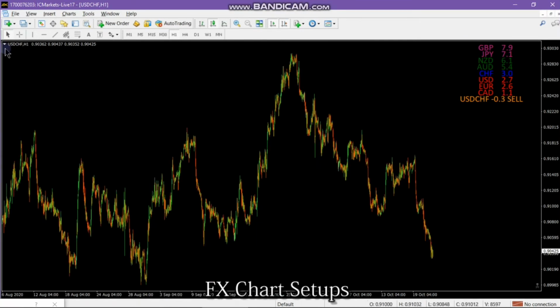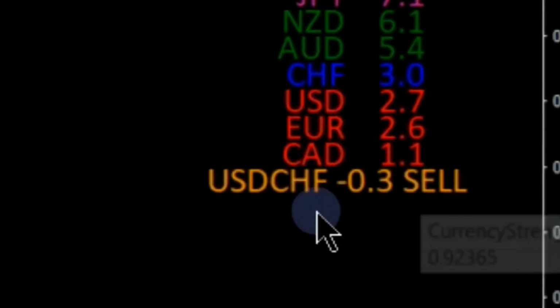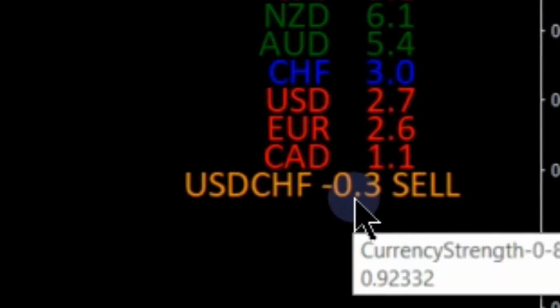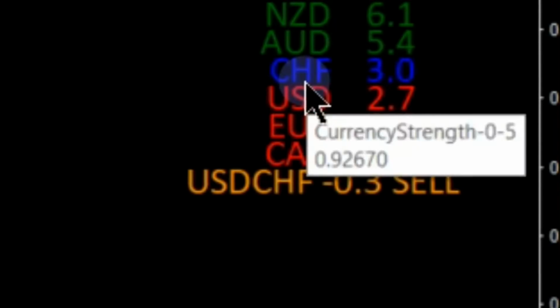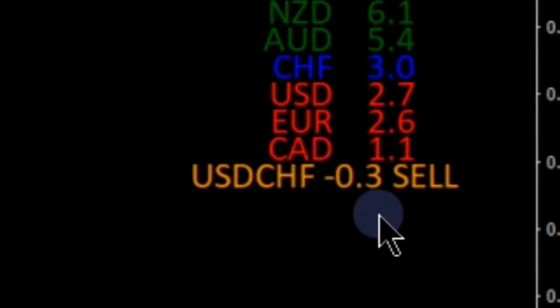So what this does in addition is that when you go on a particular pair, like right now we are on USD CHF, it calculates what is the combined strength for USD CHF, and you see that it's telling you that USD CHF is a sell, obviously based on the fact that the Swiss franc is stronger than the US dollar by minus 0.3.